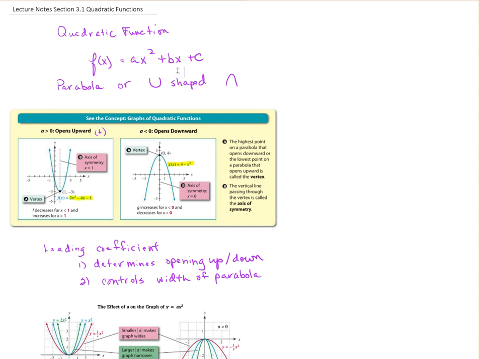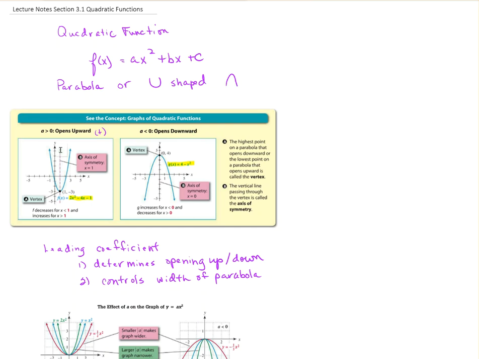This is section 3.1, and we begin a new chapter, and we're going to begin our study of quadratic functions. So we start out with this form, f of x equals ax squared plus bx plus c. And that's a parabola, and it's U-shaped, either up or down. So let's look here at a little bit of information.